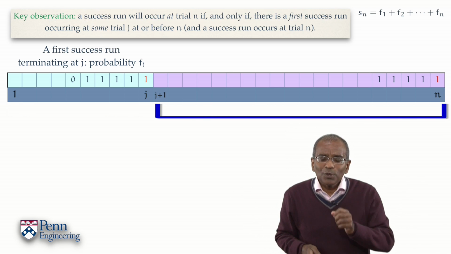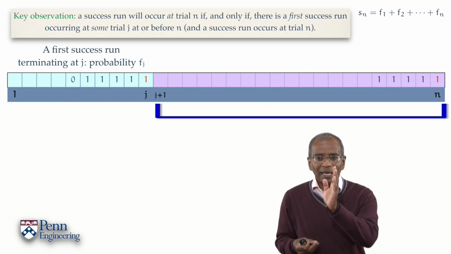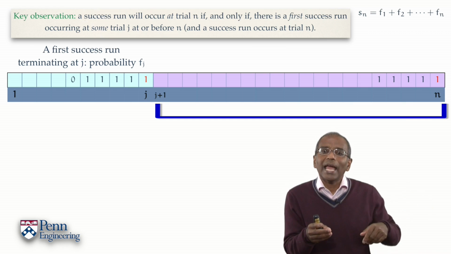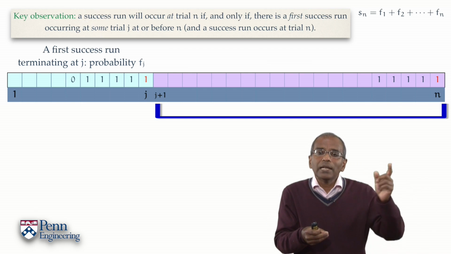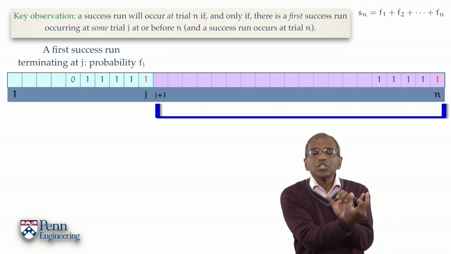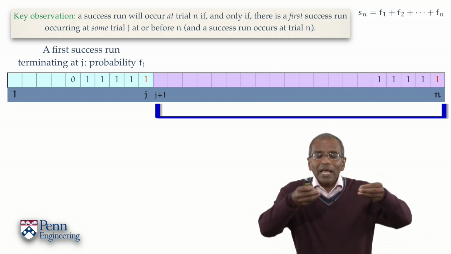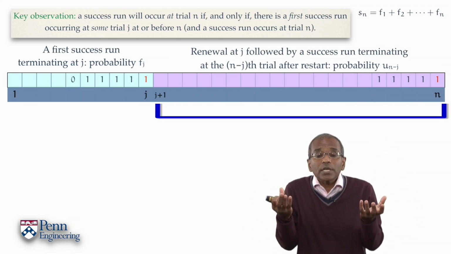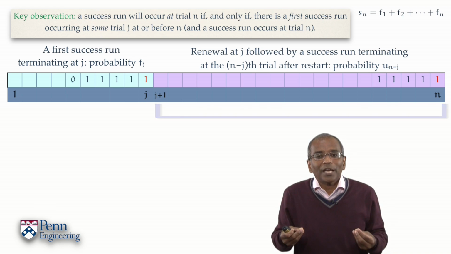Here we have a renewal. The coin tosses have effectively begun anew with a new count. j plus 1 is essentially the first toss in the new sequence, and the nth toss in the original sequence is now the (n minus j)th toss in the new sequence. There are n minus j trials following j and leading up to n. And in those n minus j trials, we find a succession of failures terminating in a success run at the last of those trials. There are n minus j trials with a success run at trial n minus j, and our notation and terminology tells us the probability of that is u_{n-j}.